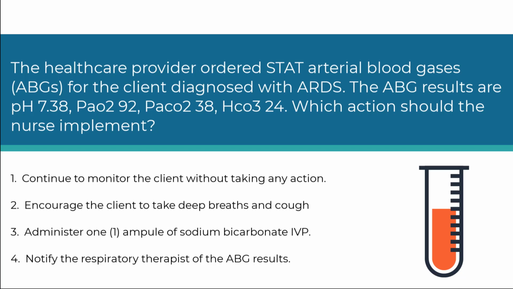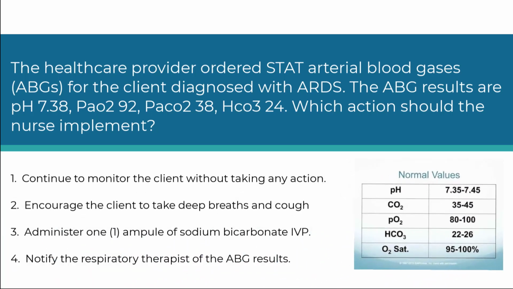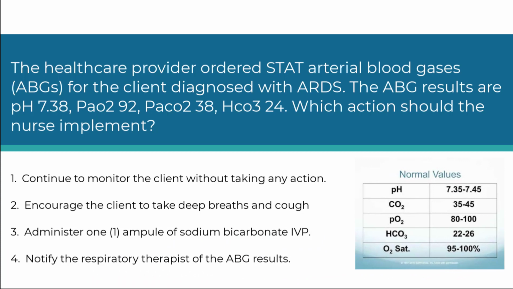This is an application question in the implementation phase of the nursing process. You'll need to apply your knowledge of arterial blood gases to determine what the correct intervention is. The first thing that you will have to do is interpret the ABGs given in the question. Once you have the results, read through the answers again.